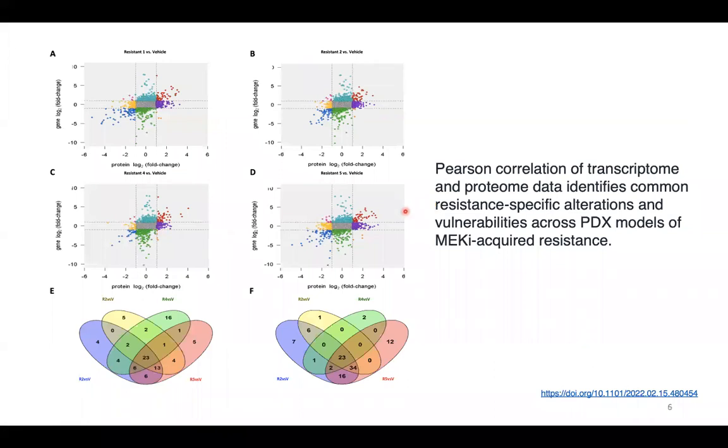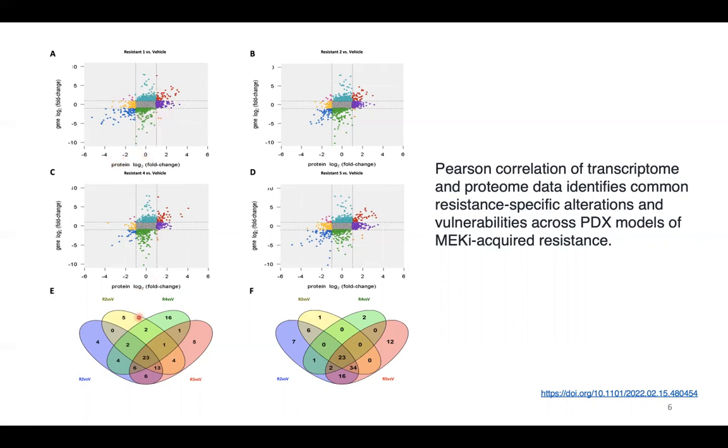Now, here we have the Pearson correlation of transcriptome and proteome data identifying the common RSAs. From figure A to D, you can see the log-fold change values for each resistant tumor compared to the vehicle correlated for RNA-seq and proteomics data. So you have over here on the x-axis protein fold change, and on the y-axis the gene fold change. And each data point over here is defined as a detected protein with associated gene. The dotted line represents a fold change of twofold, upregulated and downregulated, positive and negative values.